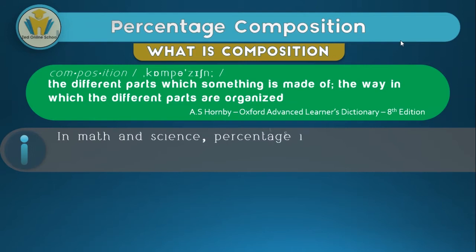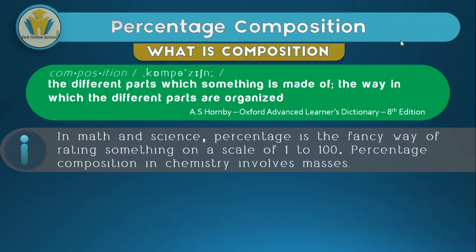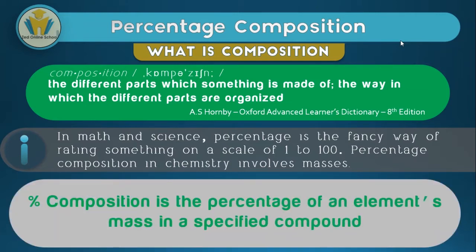One thing I would like you to note is that in mathematics and science, percentage is like a fancy way of rating something on a scale of 1 to 100. So if you've ever done things like rating something from 1 to 10, 1 to 50, working with percentage won't be something very difficult. Percentage composition should always be remembered to involve masses. It's rare that percentage composition might involve other physical quantities. Usually, percentage composition is going to involve masses only. Percentage composition can be defined as the percentage of an element's mass in a specified compound.